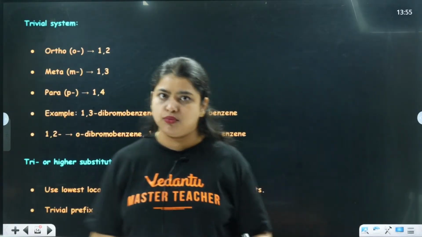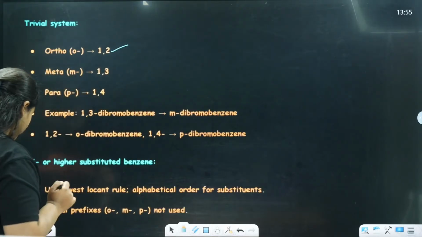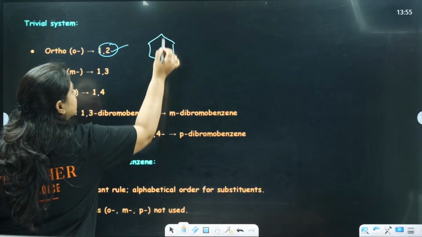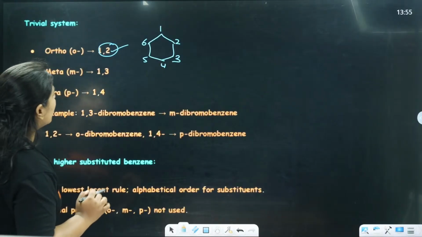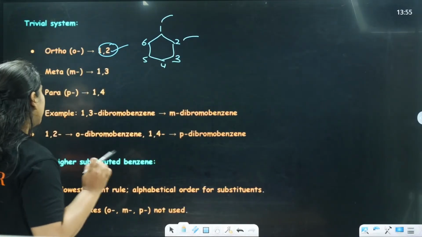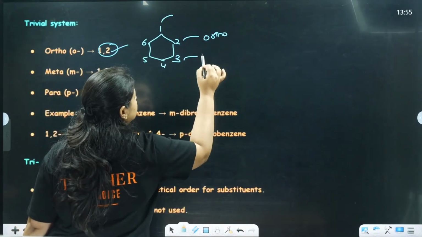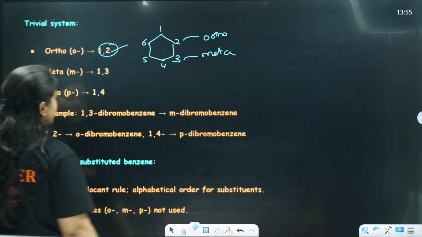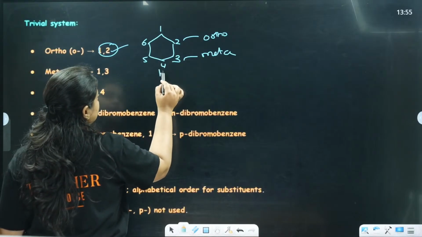Okay, let's understand it in detail now. Now the trivial system is there. What is the trivial system? Ortho means O, that is going to be 1,2. Clear? Meta means the attachment on the benzene, thinking 1, 2, 3, 4, 5, 6. So ortho means 1,2 is there. This is going to be the ortho. Like that you need to think. Meta means 1 and 3. This is meta. Next comes para. Para is 1 and 4. Here is going to be the para.